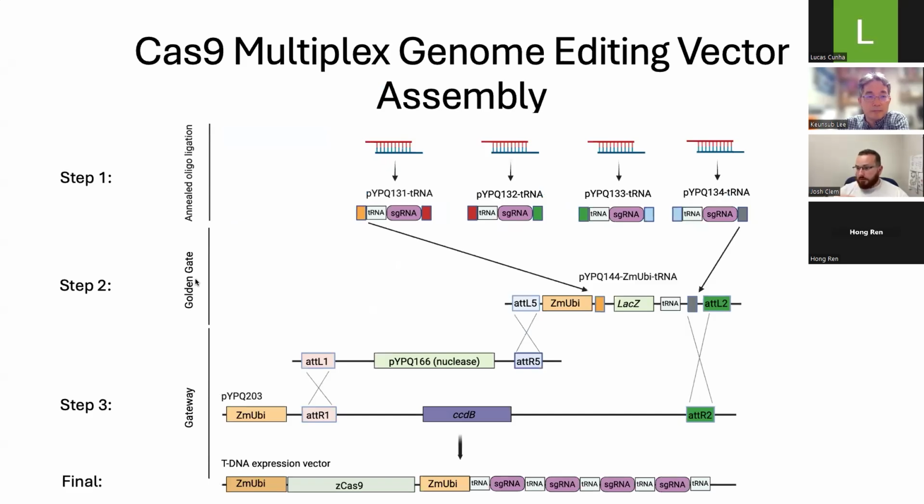Essentially, let's say we're interested in assembling a T-DNA to express 4 different guide RNAs, maybe using Cas9 as our genome editor. Our first step would be to design oligos that are complementary to each other, which are also specific to the guide RNA. And we would digest a backbone vector; if we're using 4 different guide RNAs, we digest 4 different backbone vectors: pYPQ131, 132, 133, 134.